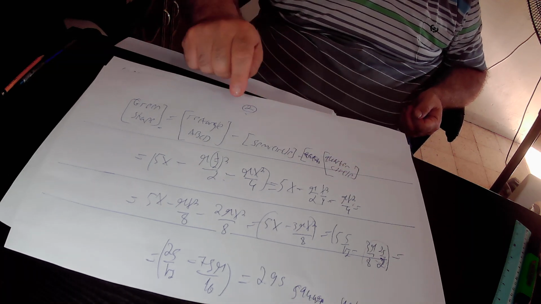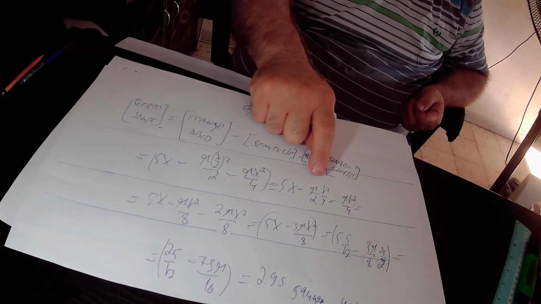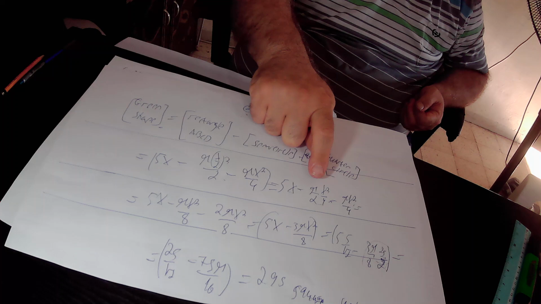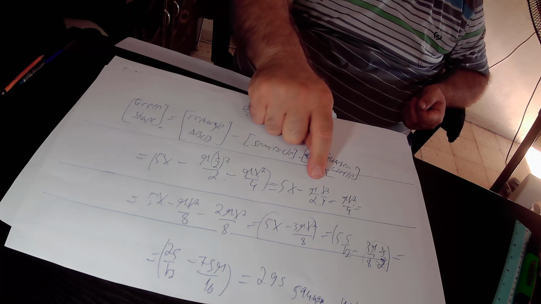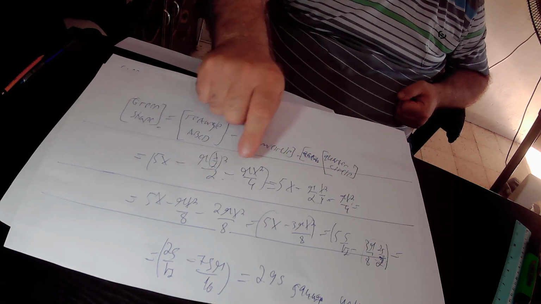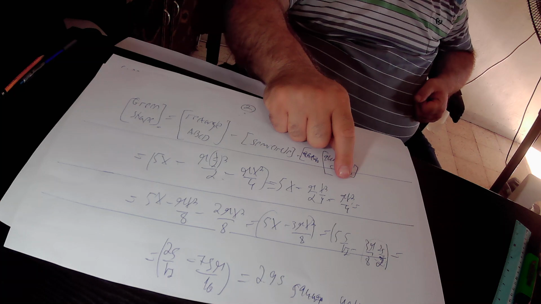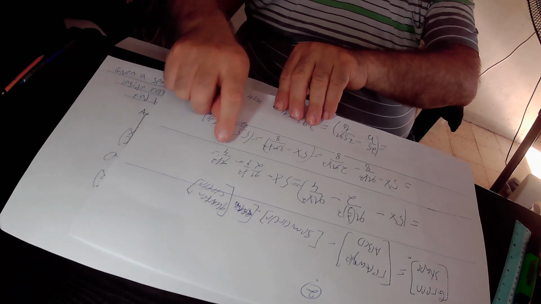So the area of the green shape in total equals 5x. Here we have the numerator pi x squared times 1, and in the denominator we have 2 times 4, that is 8. So in total the value of this expression is pi x squared over 8, minus pi x squared over 4.